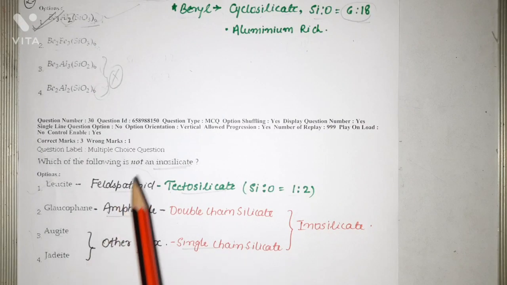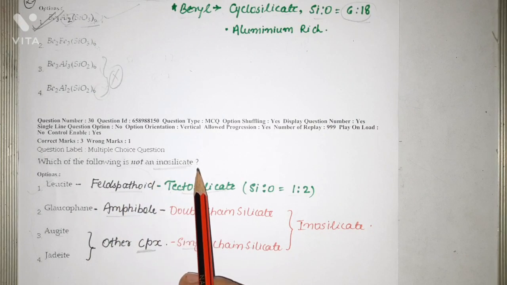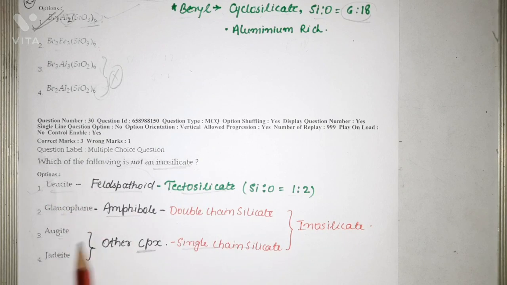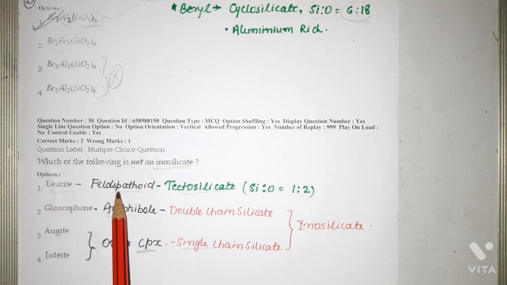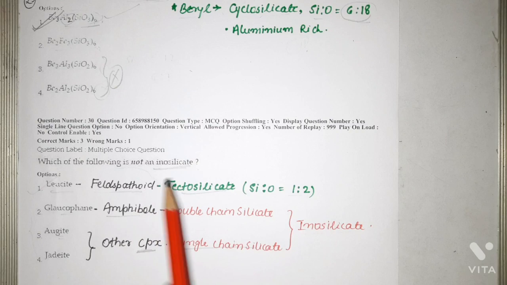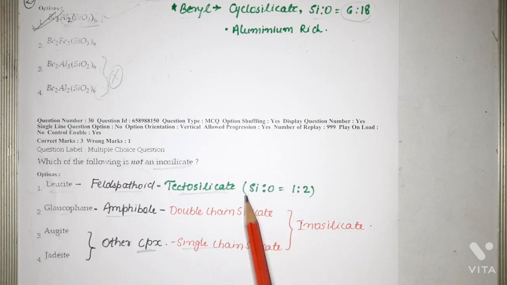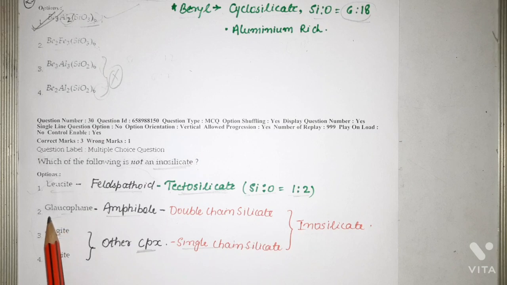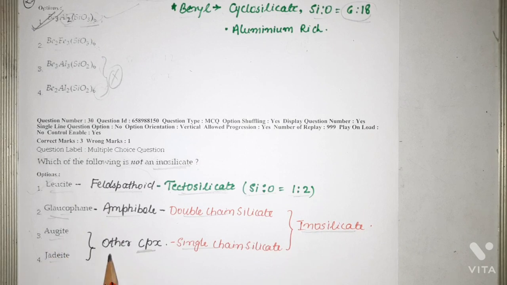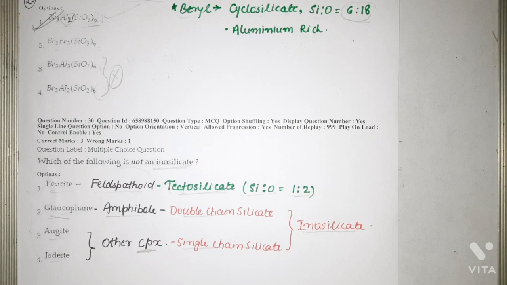Which of the following is not an inosilicate? To answer this question, we should know which silicate structure these minerals, leucite, glaucophane, augite, and jadeite, belong to. Leucite is a feldspathoid group mineral, and it has a tectosilicate structure with Si:O ratio 1:2. Glaucophane belongs to the amphibole group of minerals, and it is a double chain silicate, and it belongs to the inosilicate structure. Augite and jadeite, these both are clinopyroxenes, and these have a single chain silicate structure, and this is also a type of inosilicate structure.